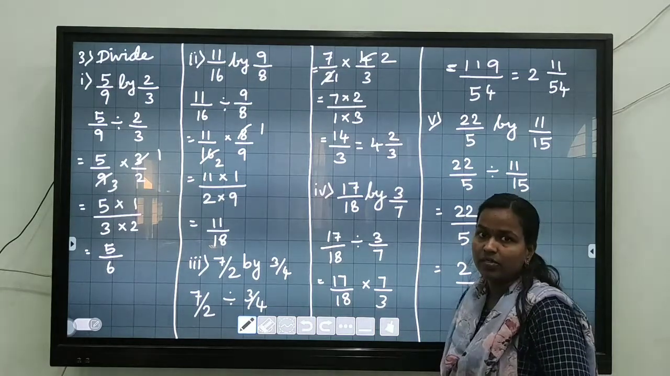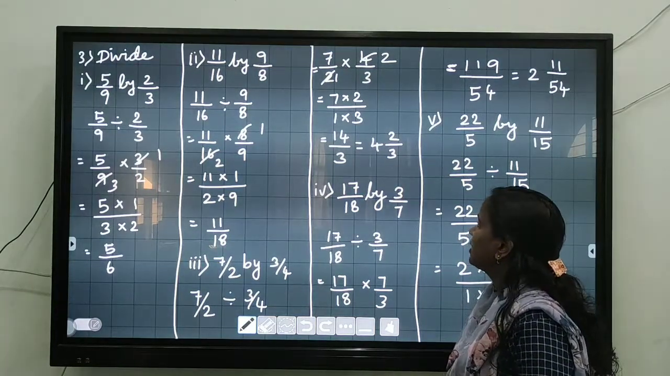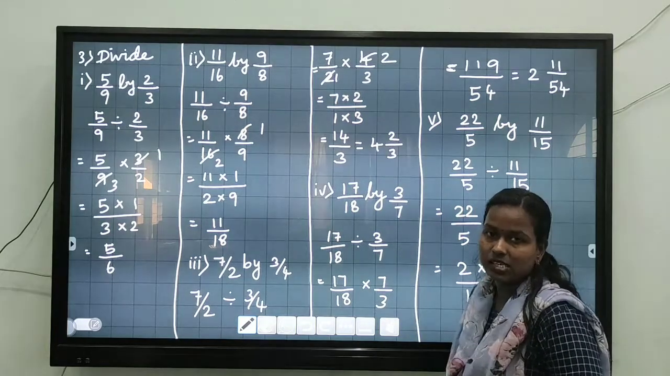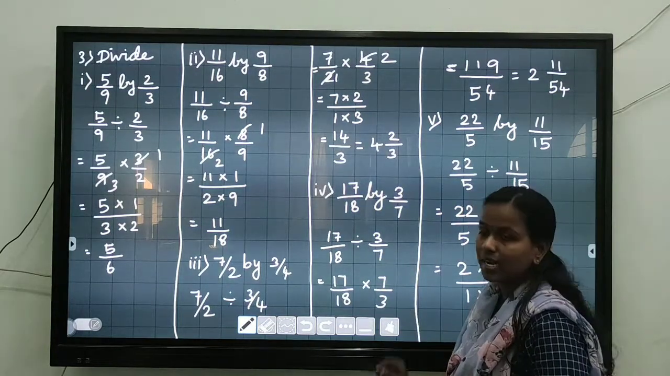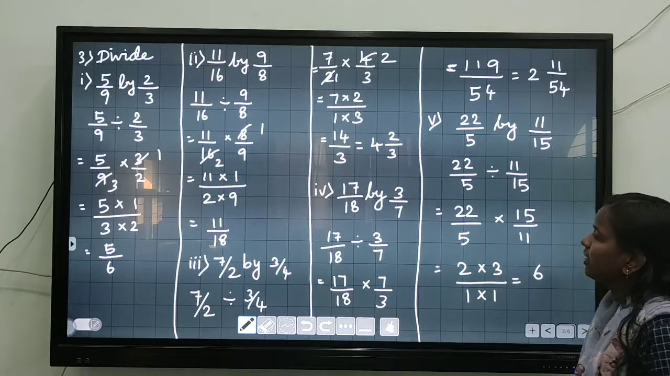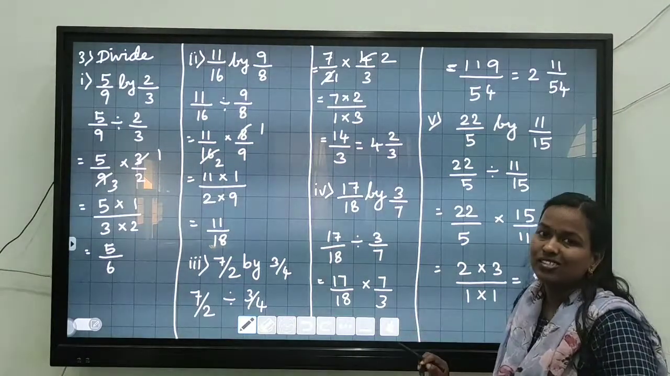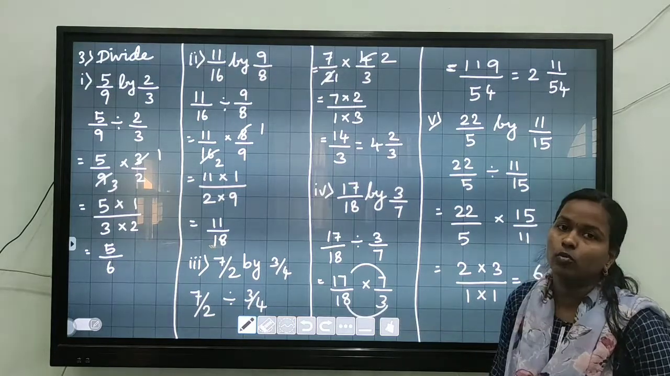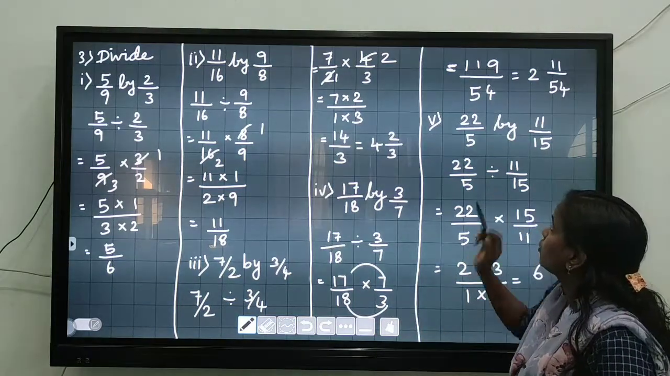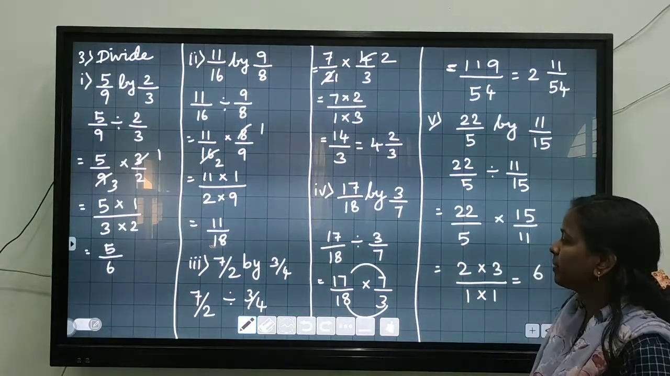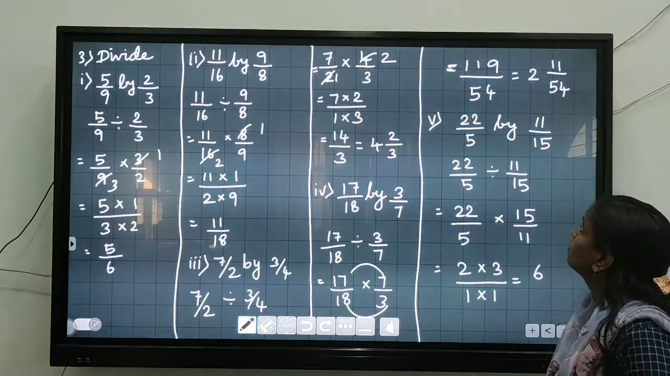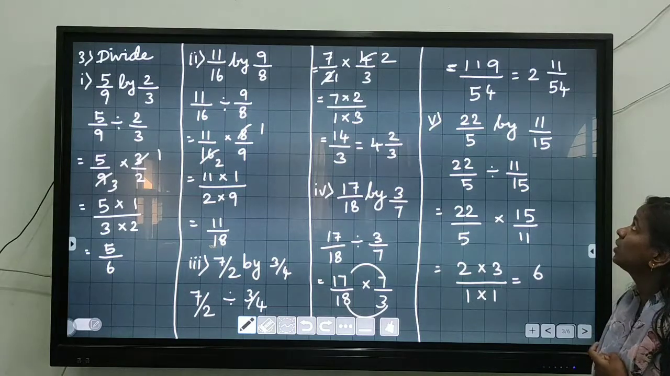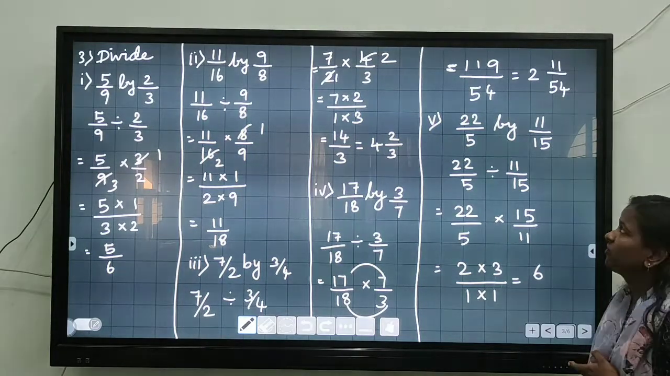Next term 17 divided by 18 by 3 by 7. So by division 3 by 7 I am changing as 7 by 3. Division I am changing here as multiplication. Then there is no common factor in this. So I am multiplying numerator with numerator, denominator by denominator. So 17 7s are you will get 119 divided by 18 3s are you will get 54. We can change this one into mixed fraction. If you change, you will get 2 of 11 by 54.